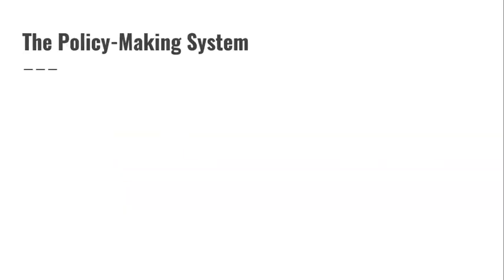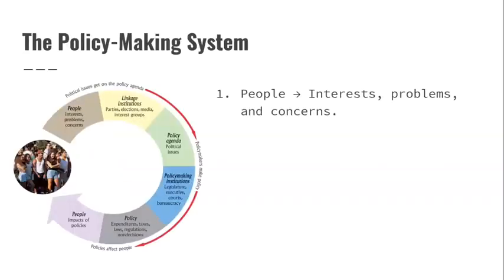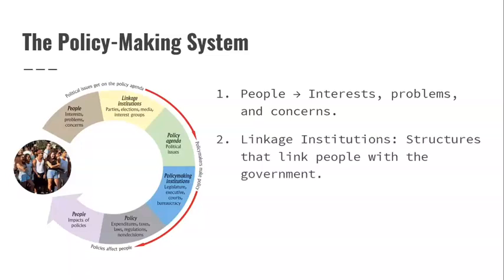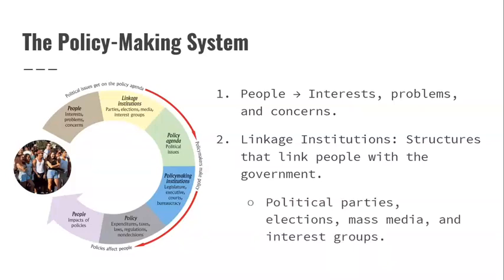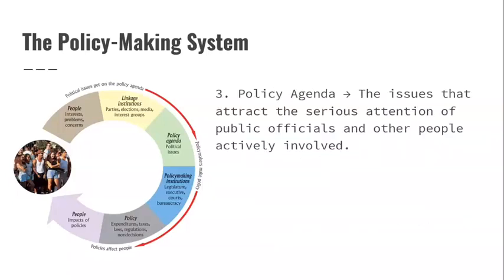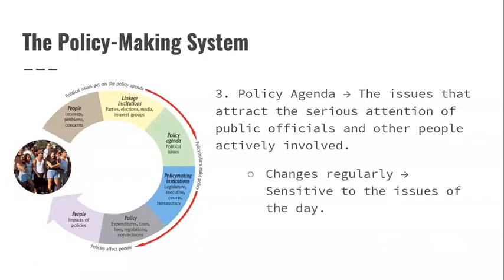All right, the policy-making system is going to start with people, the interests, the problems, and concerns within our country. A linkage institution, something that connects the people with the government, such as political parties, elections, the media, interest groups. Policy agenda, the issues that attract the serious attention of the public officials and other people actively involved. Changes regularly and is sensitive to the issues of the day.